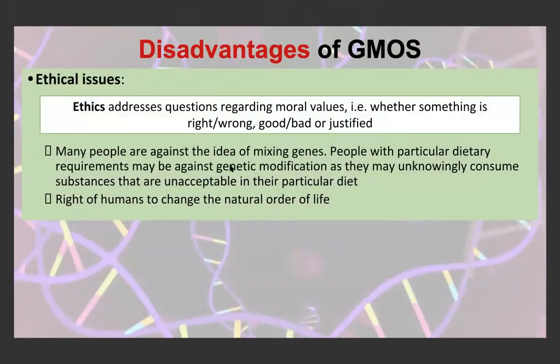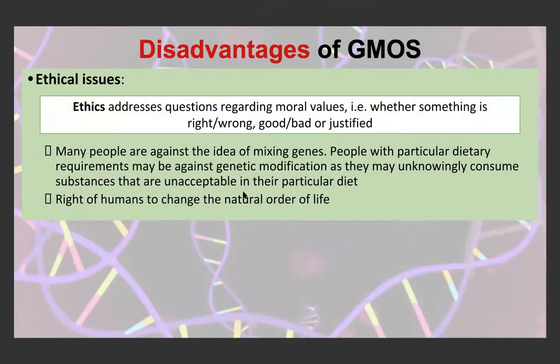Some ethical issues, we'll also look at the moral values, so whether it's right or wrong to actually mix genes of different organisms, different species, etc. But this is, again, quite a controversial issue. No one can really say with 100% certainty this is right or this is wrong. And people also question the right of humans to change the natural order of life, to like play God, is quite a common phrase.